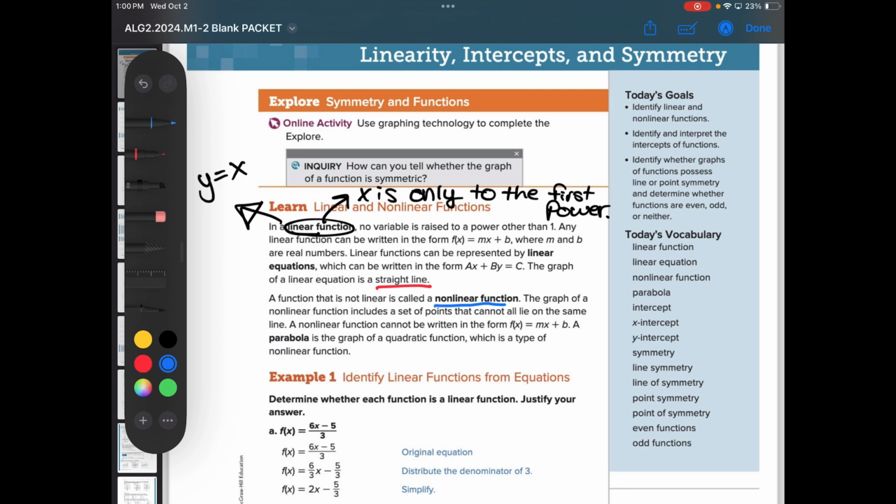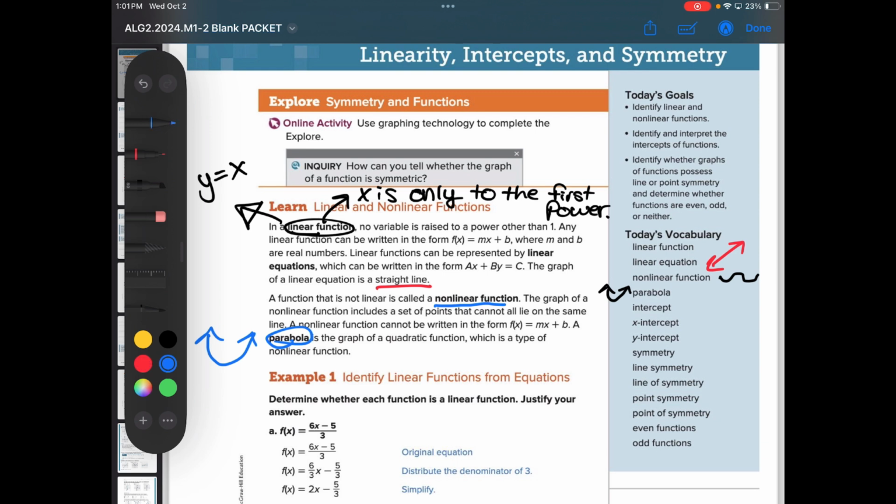A parabola is the graph of a quadratic function, which is a type of a nonlinear function. So a parabola kind of makes a smiley face or a frowny face. So we have lots of vocab off to the side, and I just want to go ahead and make some sketches so that way we have some reference for our vocabulary. So linear functions, linear equations, going to make a straight line. A nonlinear function is going to be like a curvy line. A parabola is like a smiley face.